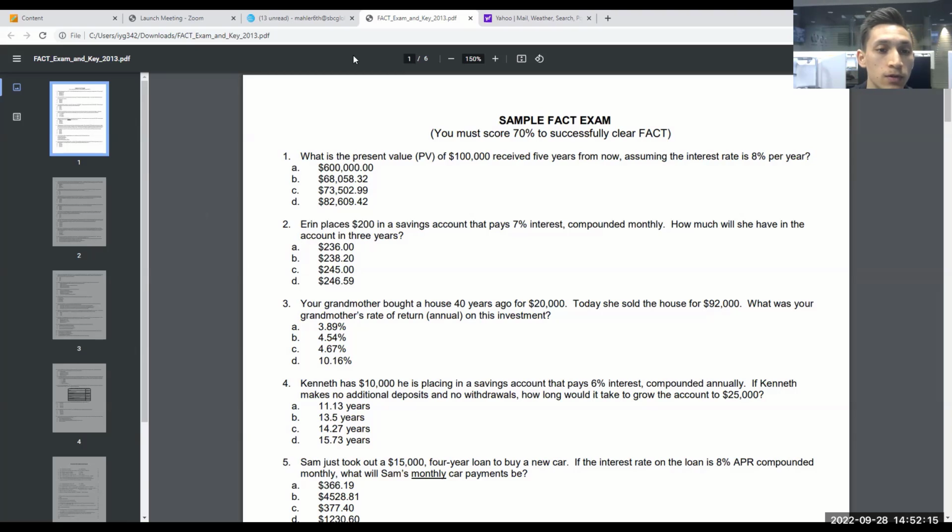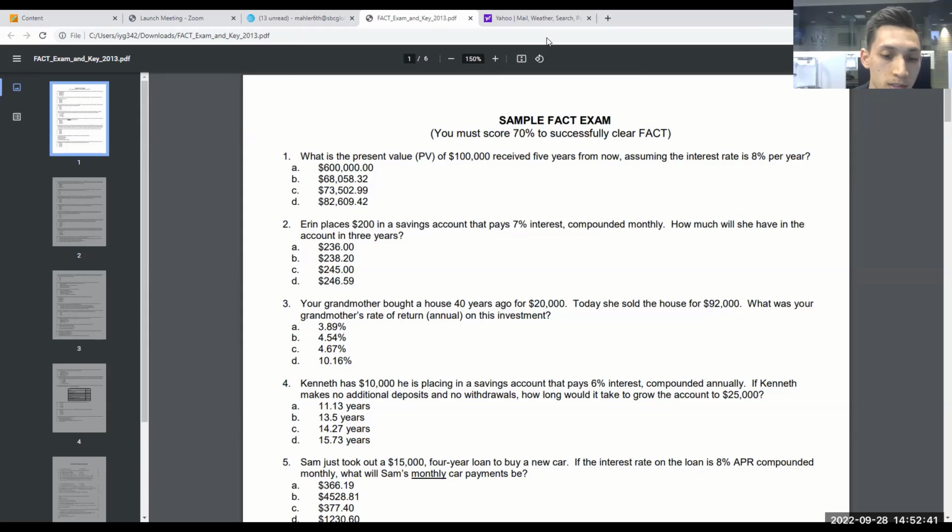So number one is asking: what is the present value of $100,000 received 5 years from now, assuming the interest rate is 8% per year? So right off the bat, it is asking us for the present value. That's what we are looking for. So I'd like to go ahead and set this up. It's going to be question one.